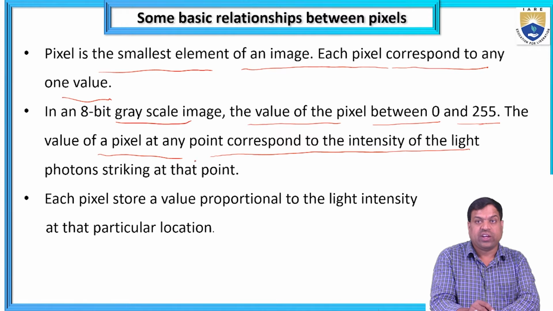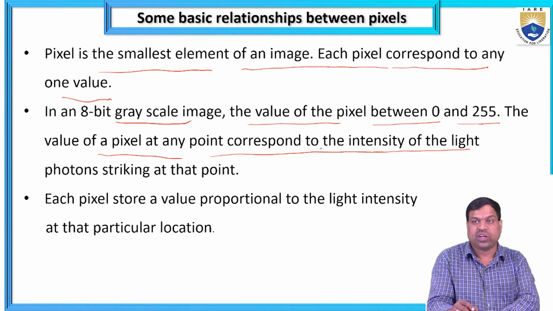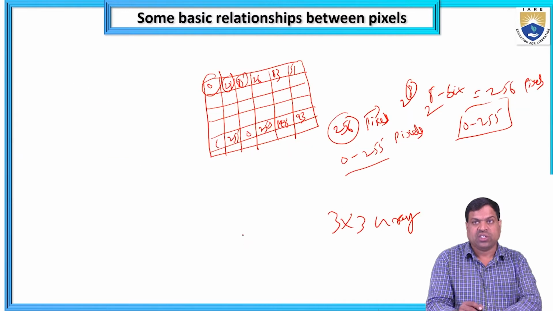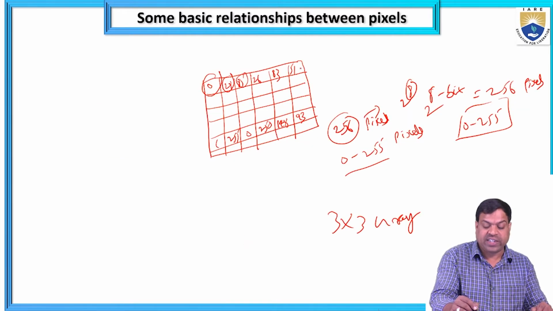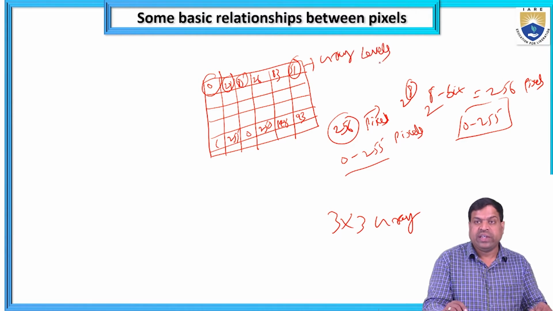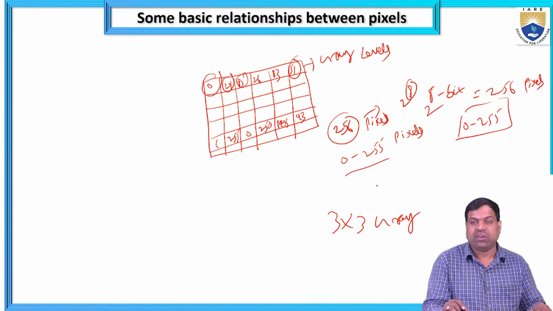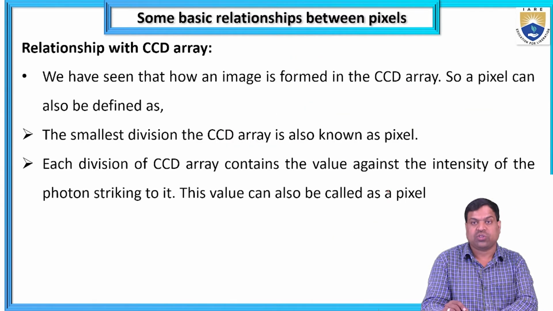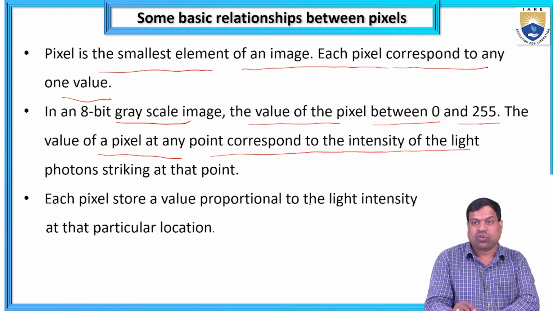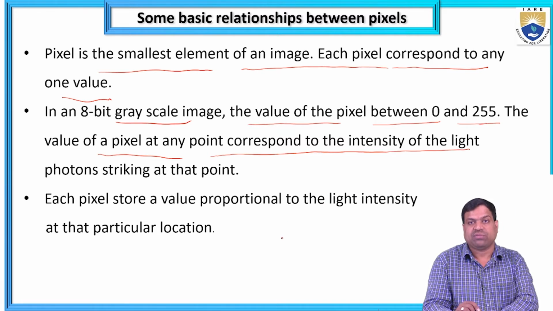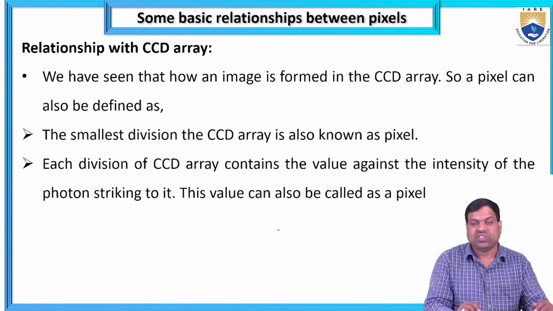The value of a pixel at any point corresponds to the intensity value of the light photon striking that point. So each pixel stores a value proportional to the light intensity at that particular location. Each pixel has intensity values. These are the gray values or gray levels. Each pixel with a gray level or intensity value is proportional to the light intensity at that particular location.